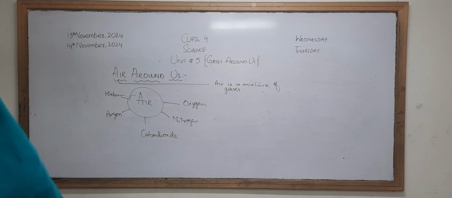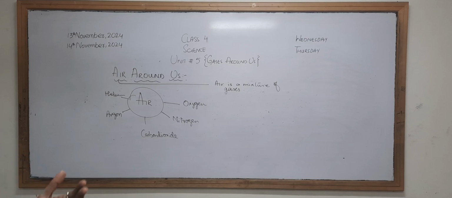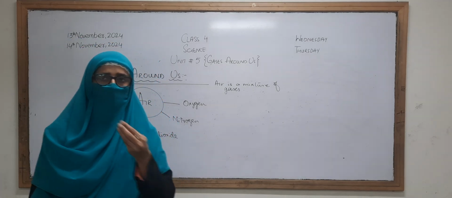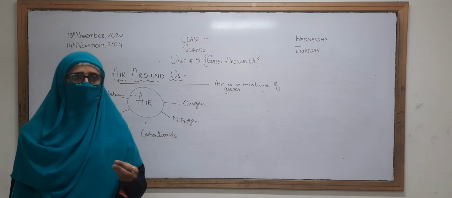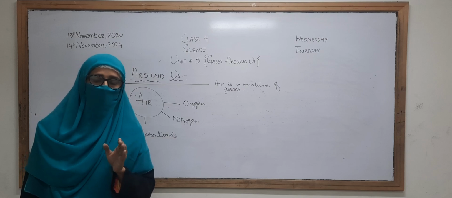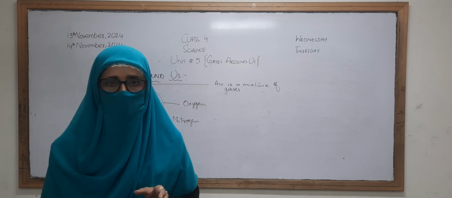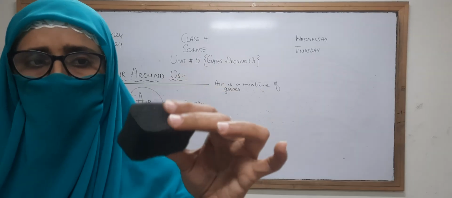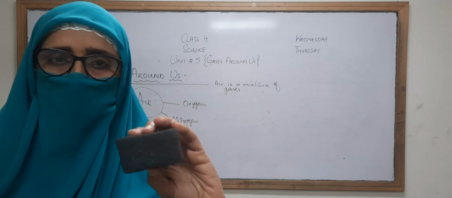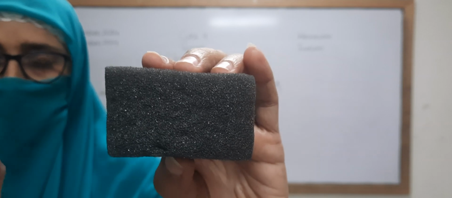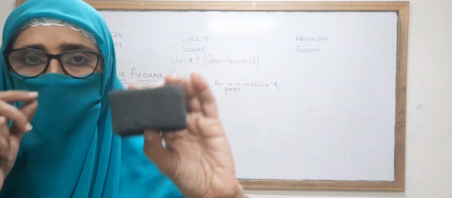Now we will discuss one by one different examples that we go through in our daily routine but didn't focus on, where air is present in food items, cleaning products, and drinks that we use. Okay, if you see this sponge or foam under the microscope, you will see clearly that it has small pores, and the pores have air inside them.